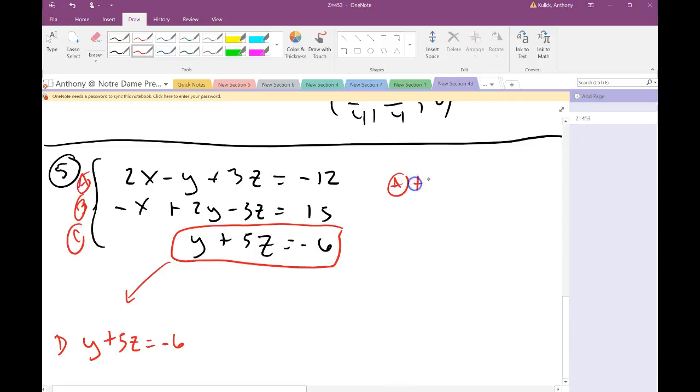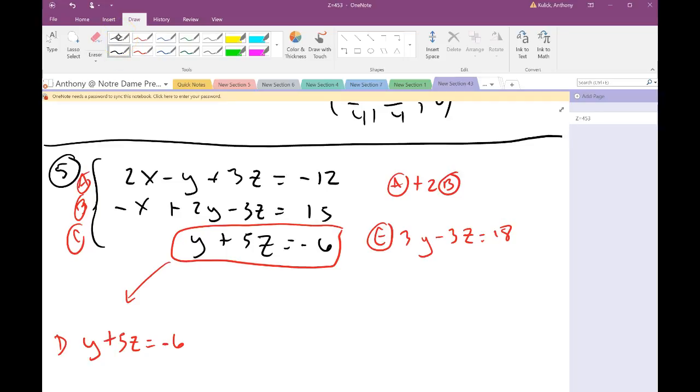To do that, I'm just going to do 2 times equation b and add it to a. Is everybody okay with that? That's going to give me my equation e. When I do that, I'm going to get 3y minus 3z equals 3018. Okay with that, J. Gaynor?